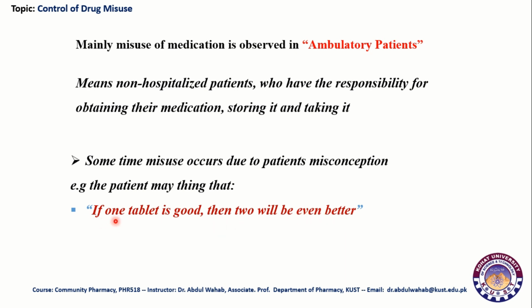As you can see here, if a patient thinks that one tablet is good, then two will be even better, then he takes two tablets instead of one, because he thinks that two tablets will give better results than one tablet. But here we can say that it is misuse of drug.